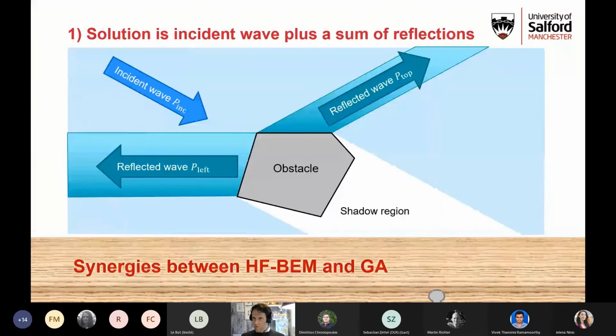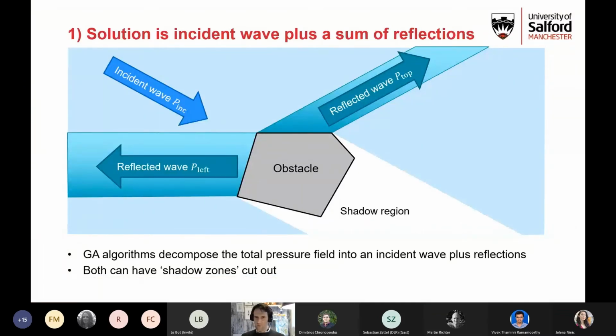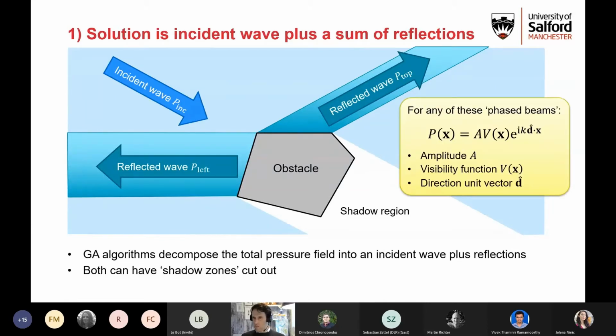So let's go back to this diagram. Here we have these reflected waves and the shadow zone. And what I'm going to do is show some animations as if these are phased beams. So I'm going to use this sort of phased pressure version of geometrical acoustics. If you think of the pressure at a certain position, it's going to be some amplitude of some particular beam, times a visibility function V, times a plane wave with a unit direction vector D. And I'll plot this V quantity first of all.